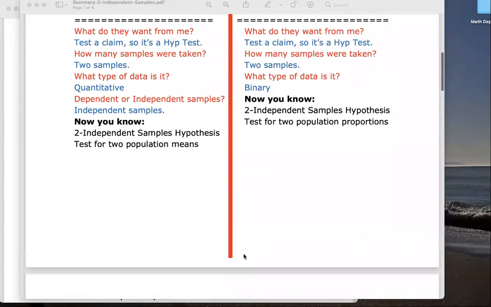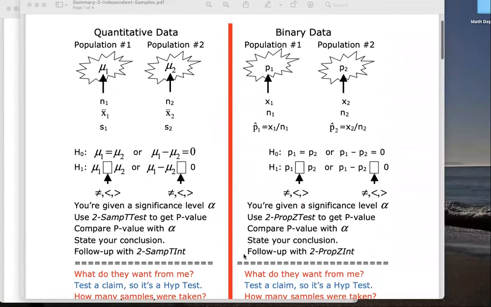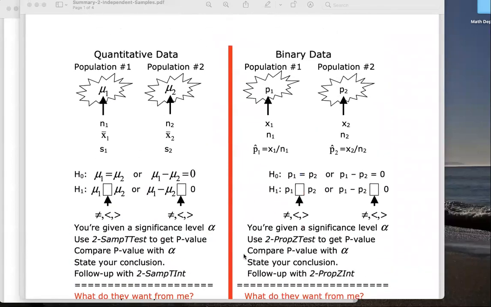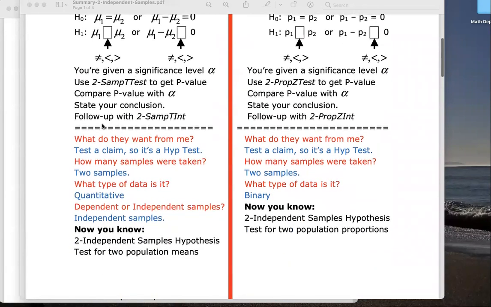So let's look. What I'll do is I'll come back to this. I'm going to cover working with matched pairs. That's when you have quantitative data, and you'll be answering these same questions. What do they want from me? How many samples? What type of data? But the answer here will be dependent samples. So let's cover that. Then I'll come back to this document. We'll cover independent samples for quantitative data. Then we'll cover this one. So these, 1, 2, 3, are the last three statistical methods we're covering. And I'm going to cover them right now.